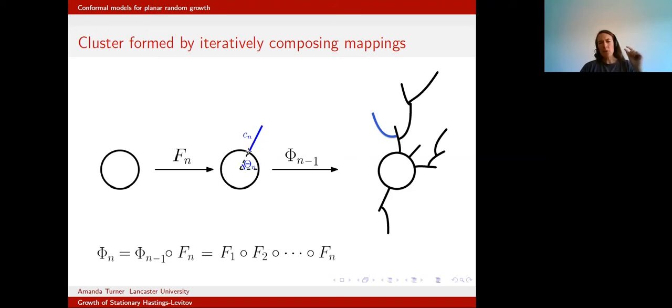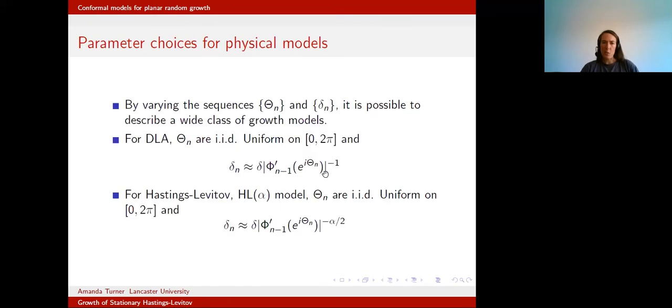And for small particles, which is what we're going to be thinking about in physical situations, under the assumption that the derivative doesn't change too much along this length, you can think of the distortion as being approximately the derivative of this map at the attachment point, e to the i theta n. And so if we want all our particles in this right-hand picture to be roughly the same size, we need to pre-multiply by the modulus of the derivative at the attachment point, and so that's what's being done over here. So just fix some parameter for length delta.